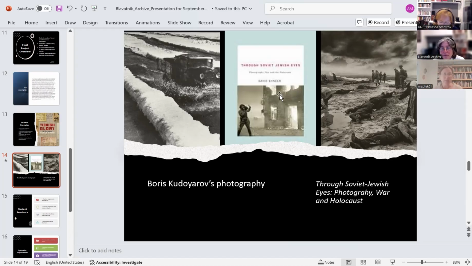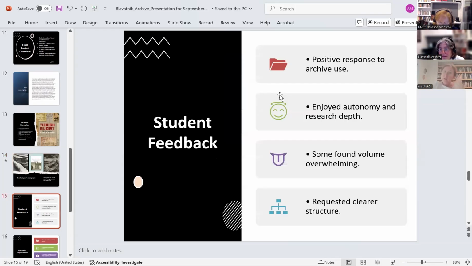So we discussed it in class. We looked at pictures from Kudoyarov's collection, and we discussed them in light of what the students read in Through Soviet Jewish Eyes. And that was a really, really interesting discussion, because it gave students completely new insight.